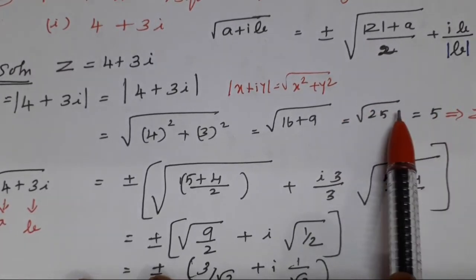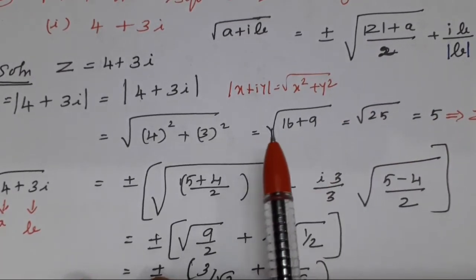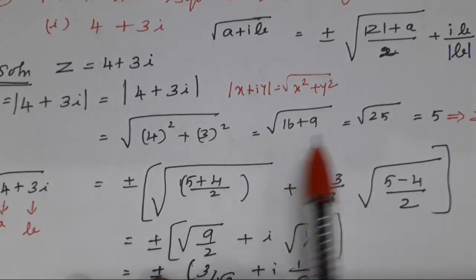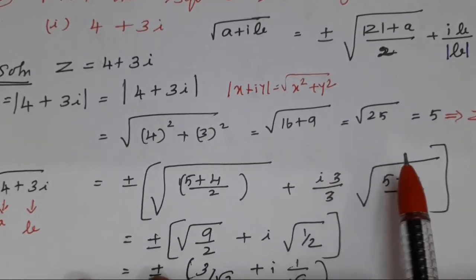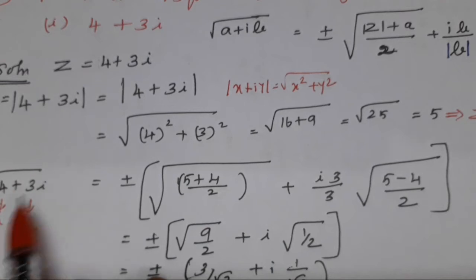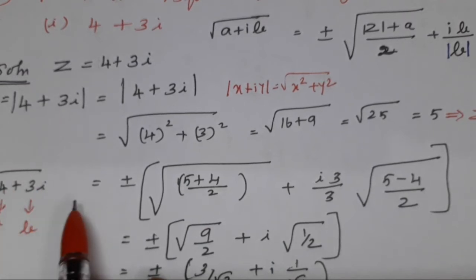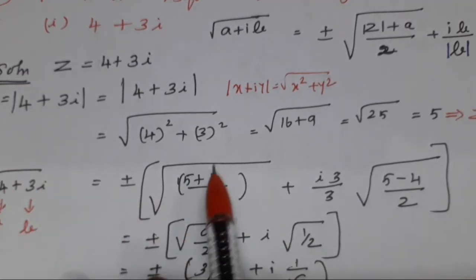First we find the modulus value of the given complex number. After finding the modulus value, you write the formula and substitute the answer. Now, root of a plus ib, that is root of 4 plus 3i, equal to plus or minus root of modulus of z.